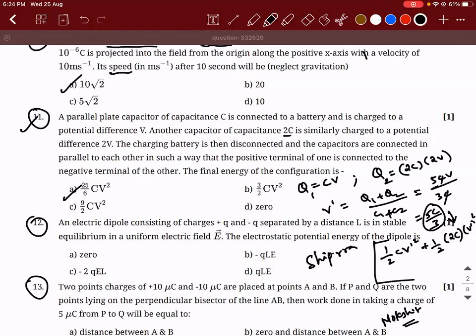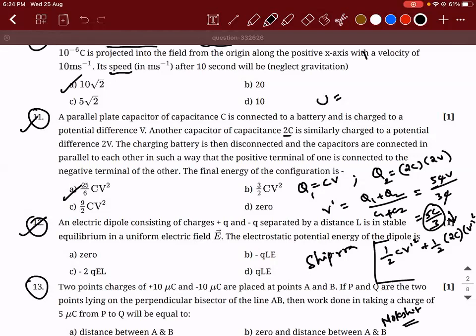Shipra? Yes, sir. So what do you understand from this question in the first place? An electric dipole consisting of charges plus Q and minus Q separated by distance 2L is in stable equilibrium in a uniform electric field. So the potential energy is the product of the distance and the charge, sir.